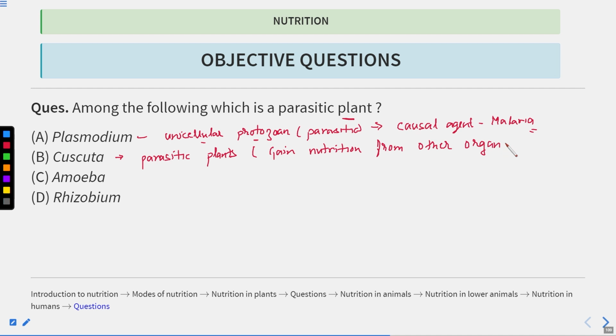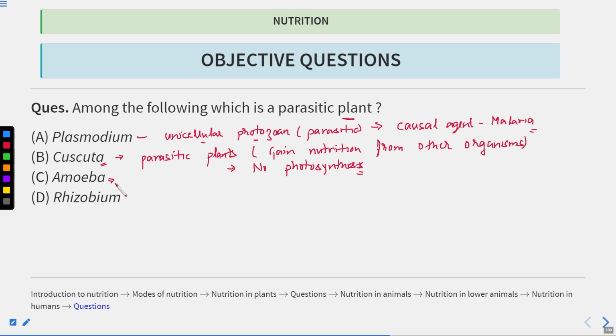So what happens in Cuscuta? Cuscuta is not able to photosynthesize. So there is no photosynthesis in Cuscuta. It cannot photosynthesize. So it cannot produce its own food. So it is dependent on other plants for obtaining nutrition. That's why it is known as the parasitic plant.